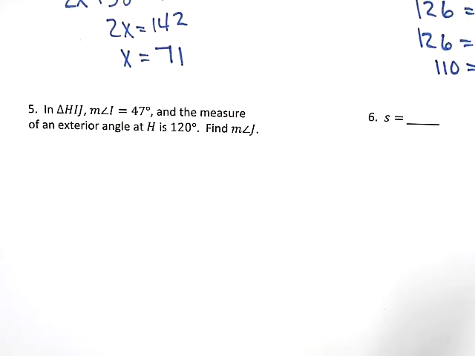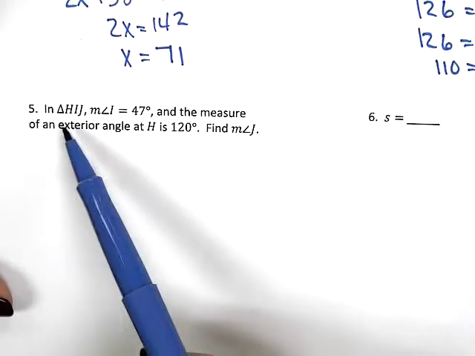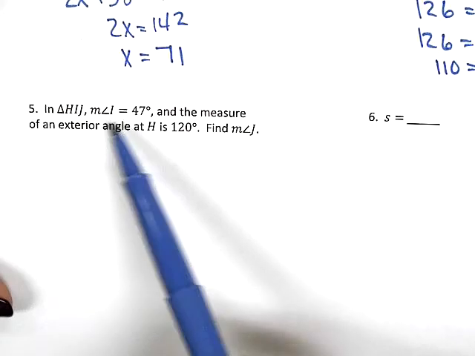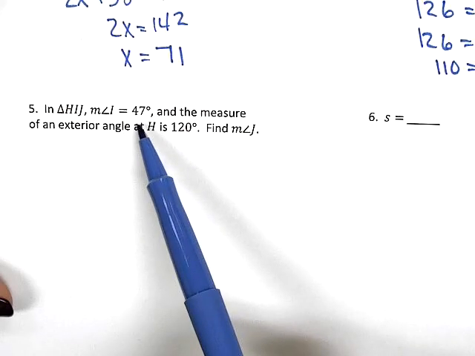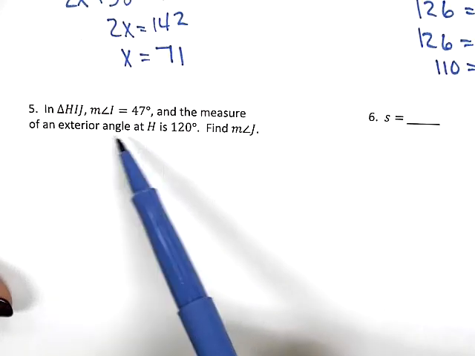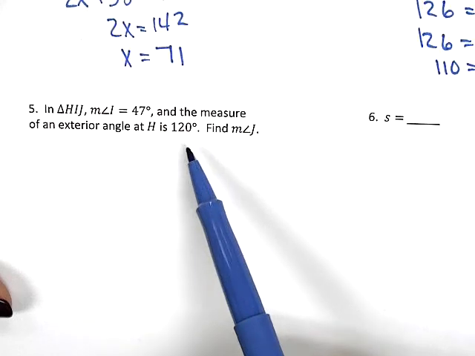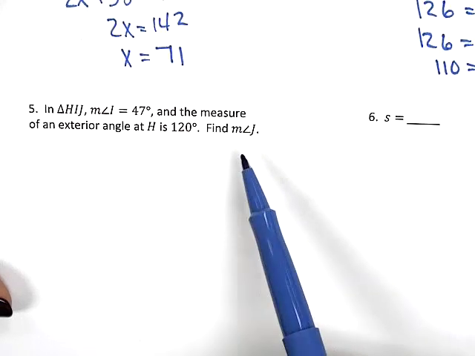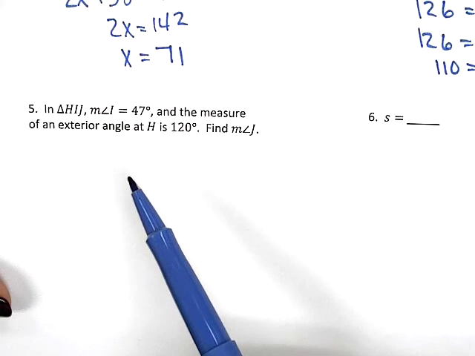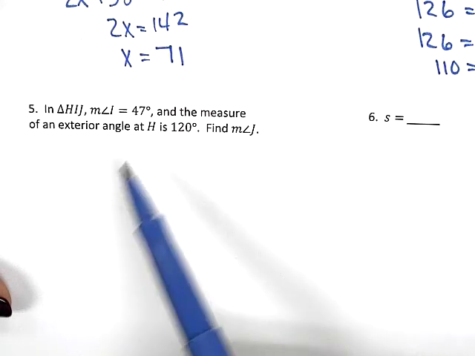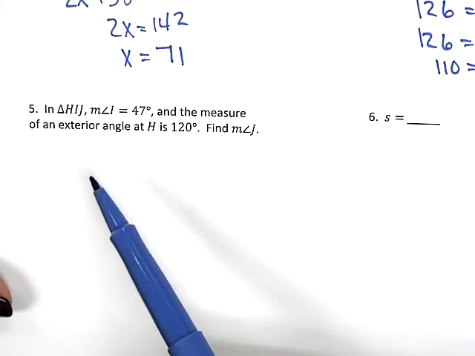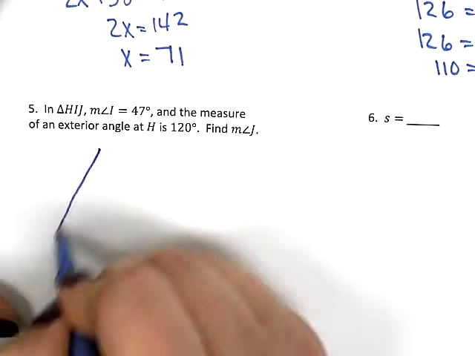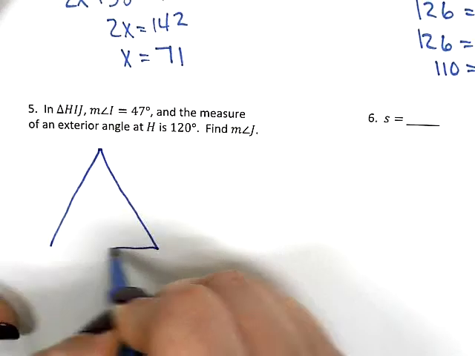Looking at number 5, we've got this triangle HIJ. The measure of angle I is 47 degrees. The measure of an exterior angle at H is 120 degrees. Find the measure of angle J. The first thing we have to do here is draw ourselves a picture, because looking at that, we have no clue what's really going on. So let's draw a picture.